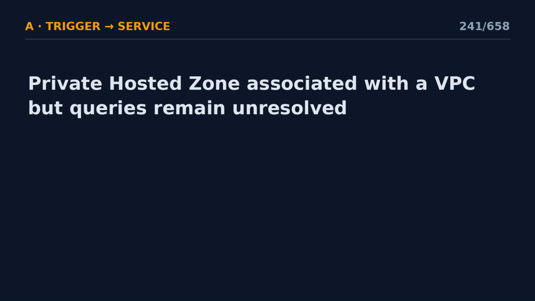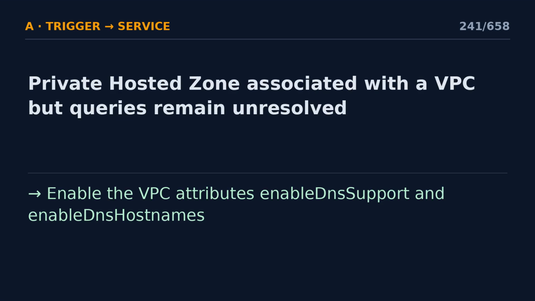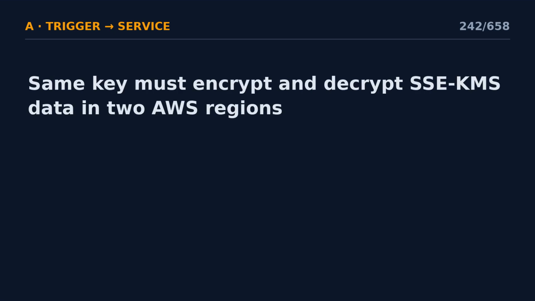Private hosted zone associated with a VPC, but queries remain unresolved. Answer: enable the VPC attributes, enable DNS support, and enable DNS hostnames. Same key must encrypt and decrypt SSE-KMS data in 2 AWS regions.